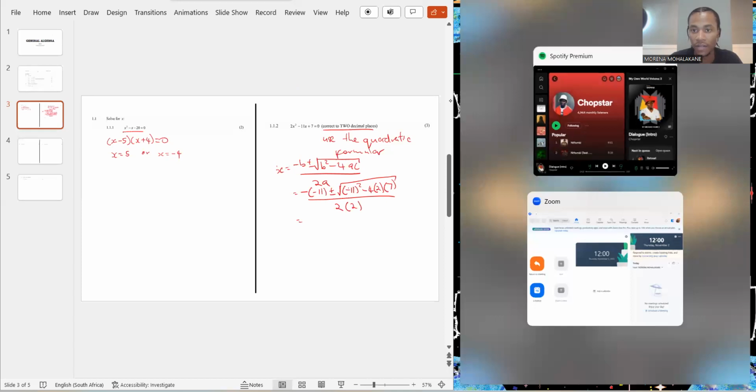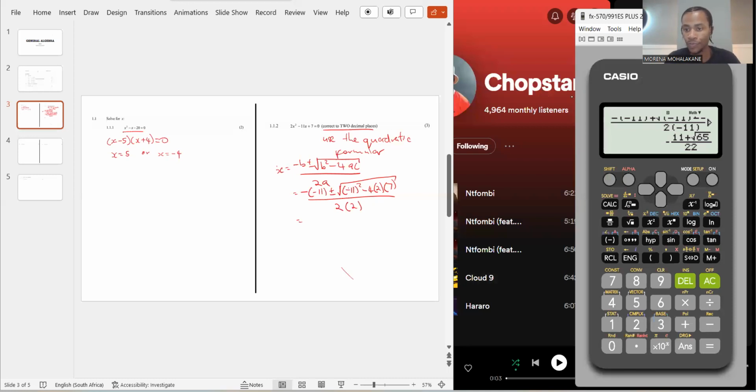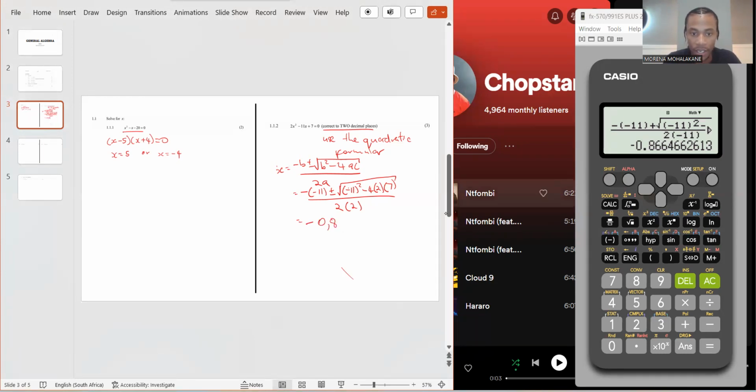I've already done the calculation. So this is the first solution: you have negative 0.89, rounded off to 2 decimal places. Then I go to the next one. So my answer is equal to negative 0.1, rounded off to 2 decimal places.